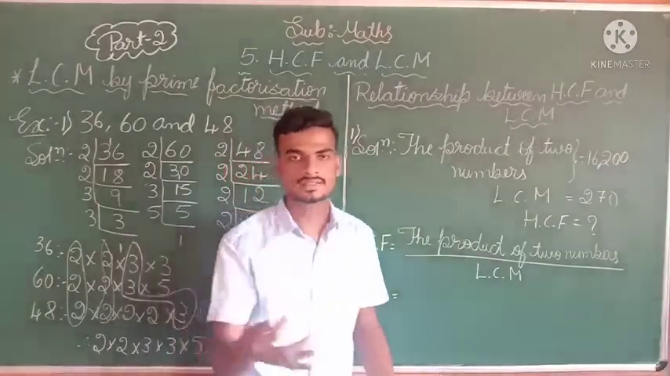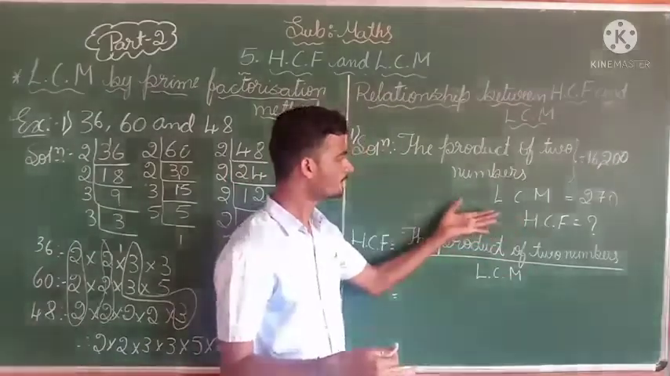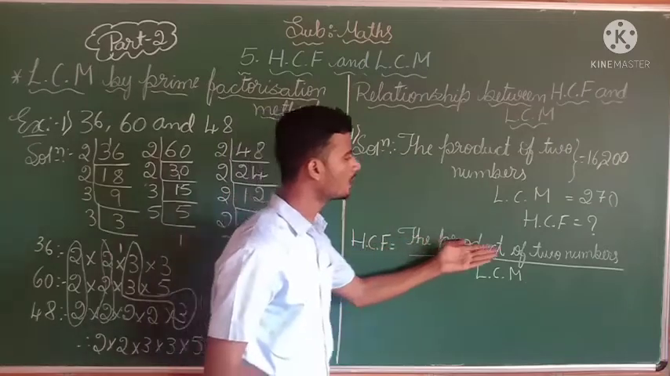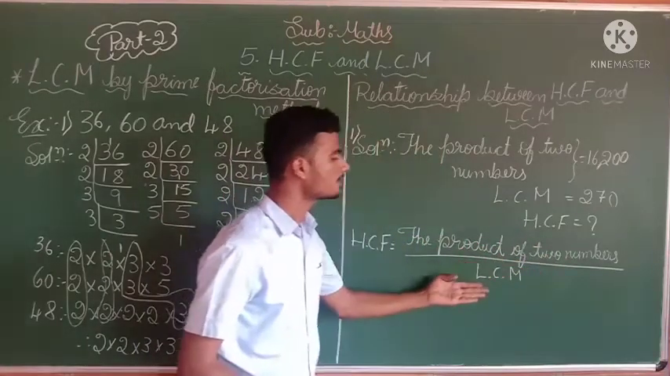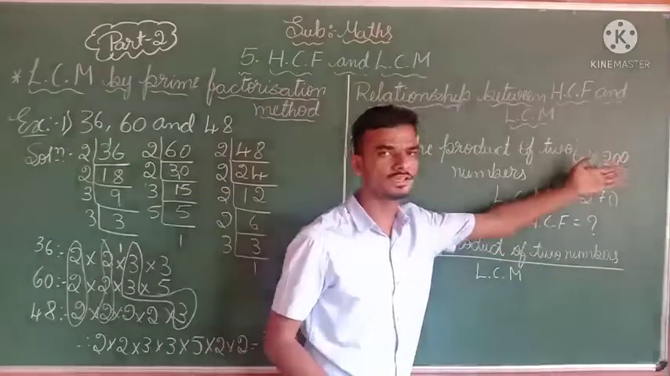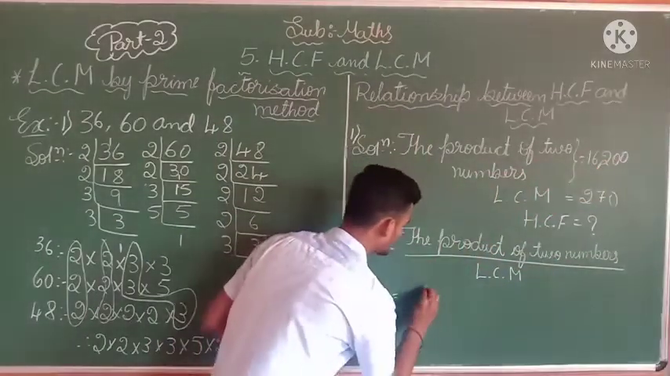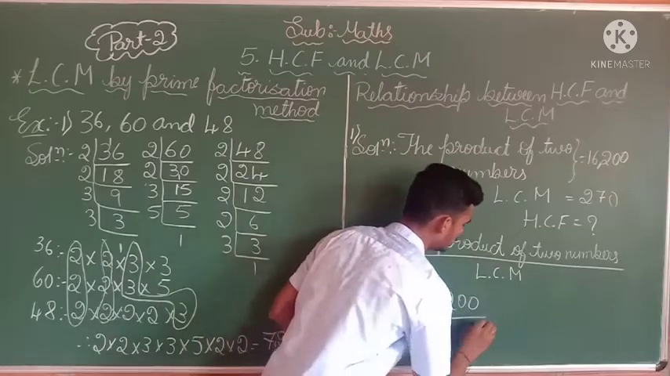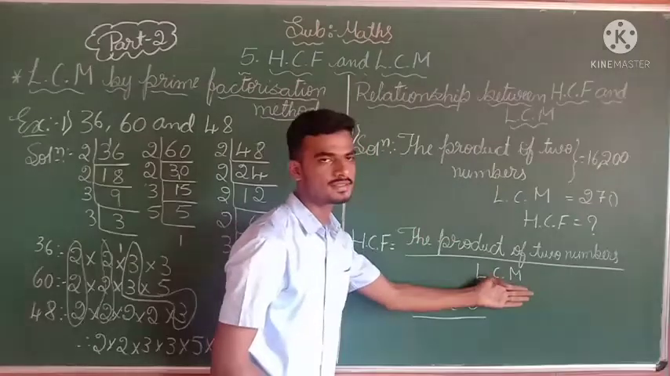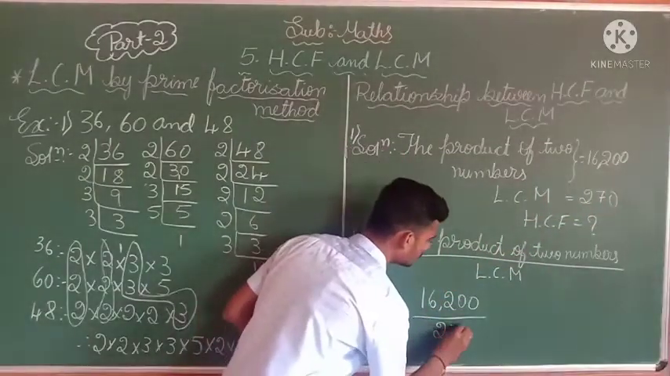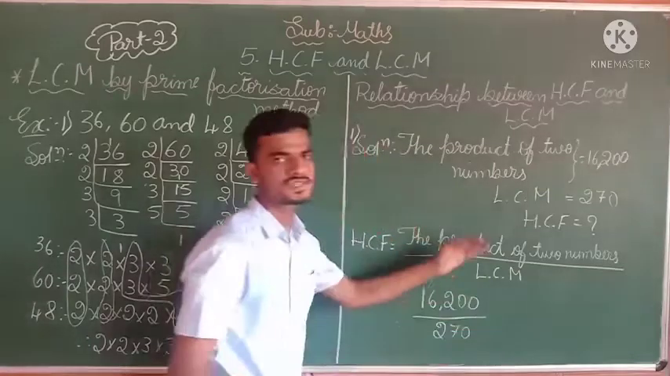Now to find the HCF, what formula do we have to apply? See, here I have written that HCF is equal to the product of two numbers divided by LCM. The product of two numbers they have given here is 16,200. This you have to write down. Then the LCM they have given is 270. Now you want to simplify.